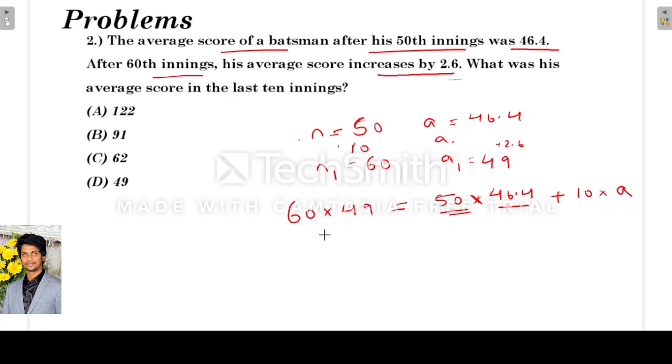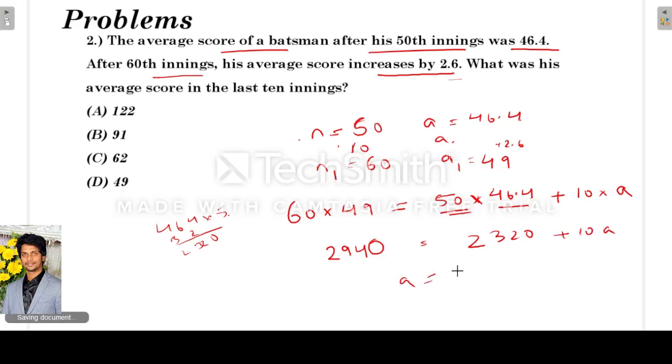So this is 2940 is equal to 50 into 46.4. It is 464 into 5. 5 4s are 20, 5 6s are 30, 32, 2320. 2320 plus 10A. Therefore, A is equal to 2940 minus 2320, right? So which is 620. So 62 is the right answer.